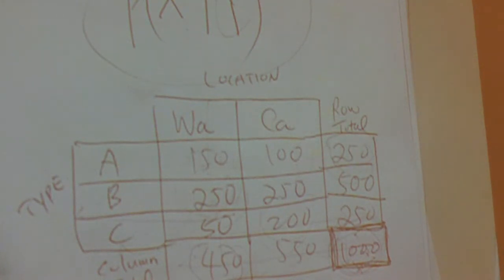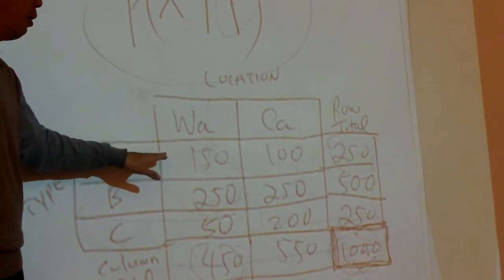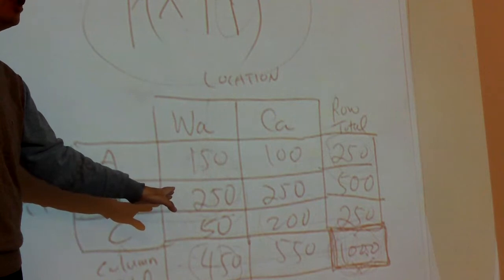We have 1,000 cases of beer, and it can be made in the state of Washington or the state of California, okay? And also we have 3 types of beer, A, B, C. Okay, so this two-way table classifies these 1,000 cases into 6 categories. Each category here is the combination of 2 events, or the joint event.